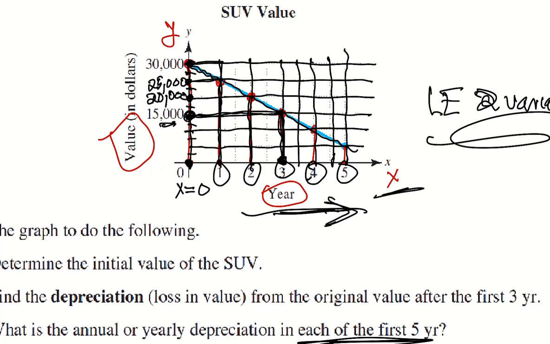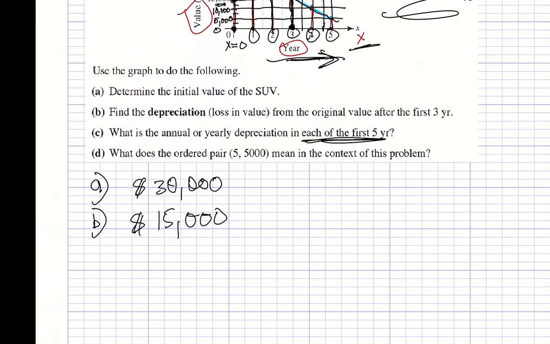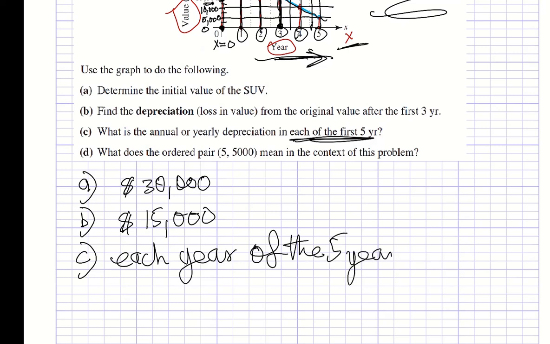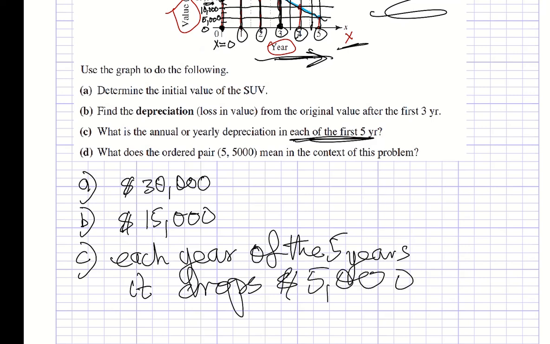That's what that is saying, man. So I bet over here is 10,000. It drops another 5. Over here is 5,000. It drops another 5. And then over here is 0. It drops the remaining 5,000. So if you look at the graph carefully, you can say each year of the 5 years, it drops in value $5,000. That's all that is saying.